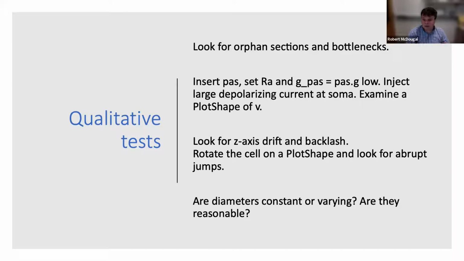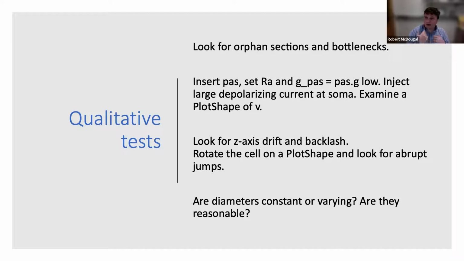Another thing that's relatively common, especially in older models, is what's known as z-axis drift and backlash. Basically, it looks beautiful from this side, but then I rotate the cell and I see that for whatever reason, the Z values are just horribly off. That's easy. You know how you look for it? You rotate the cell and you see if that's going on.